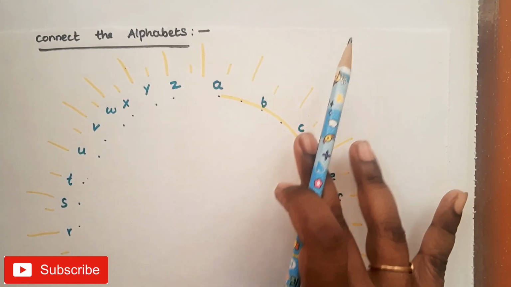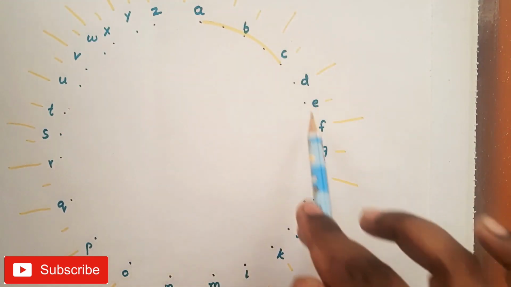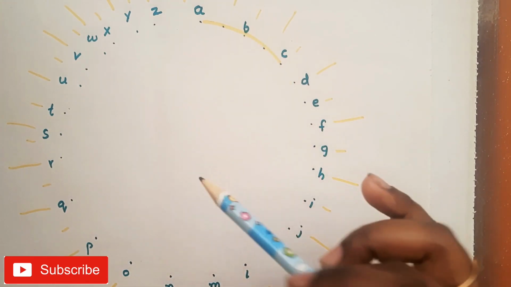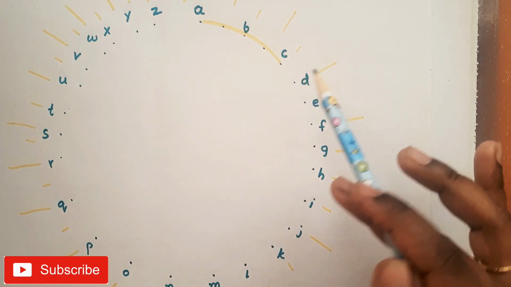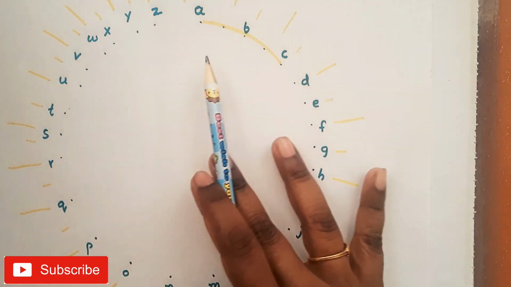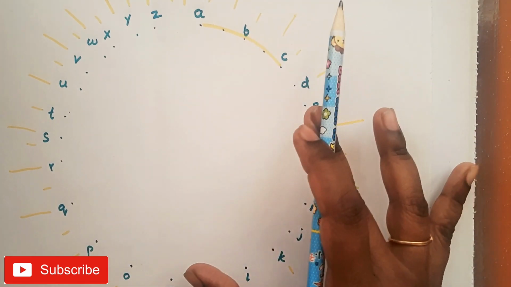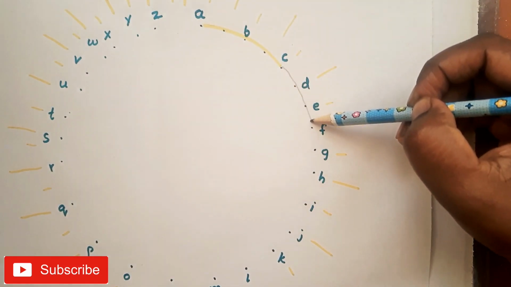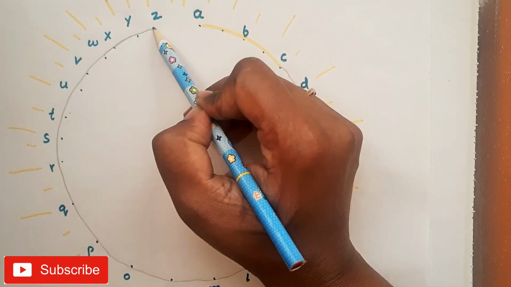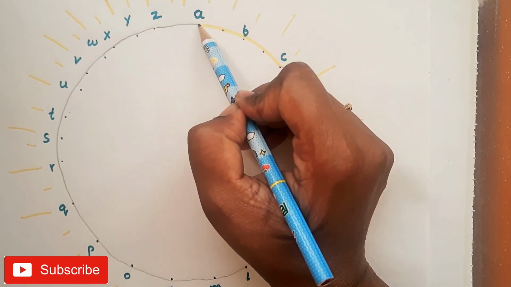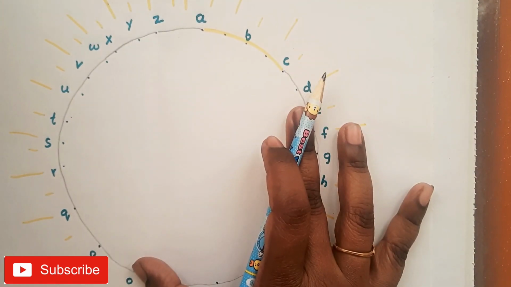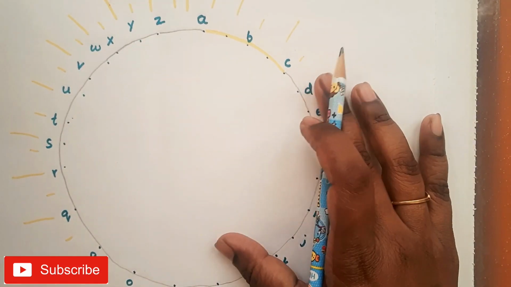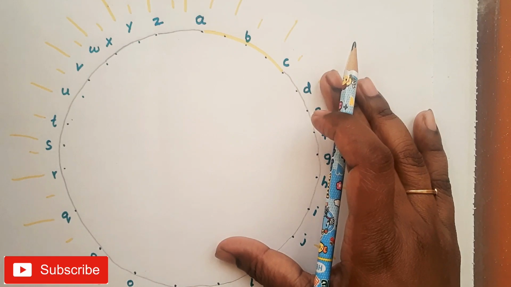Last we have connect the alphabets. Here the kid needs to connect the alphabets in sequence, so that helps him to identify the letter that comes next, and the kid will become familiar with the sequence of the alphabets. So let's start. A, B, C, D, E, F, G, H, Y, Z, and again he'll come back to the A. After connecting the dots, he can color the picture, and that is up to the kid's choice.